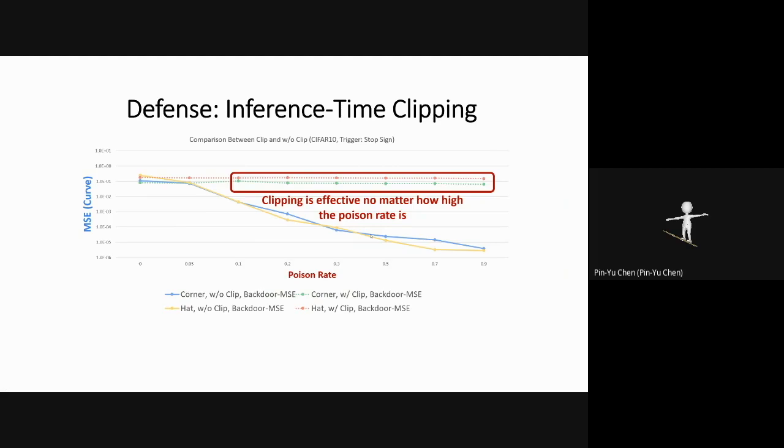So I'm showing you the mean square error, right? A lower mean square error means the attack is more successful. So what we can see is that by simply implementing this inference time clipping, you can remove the backdoor.